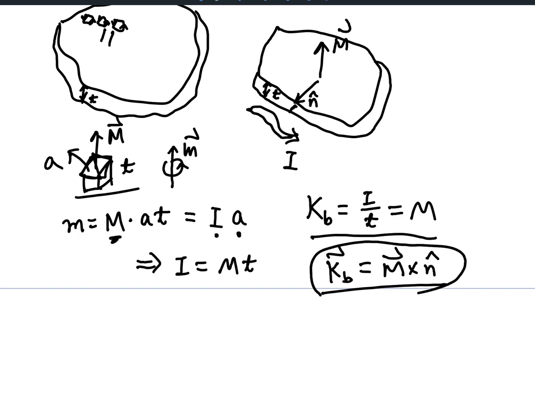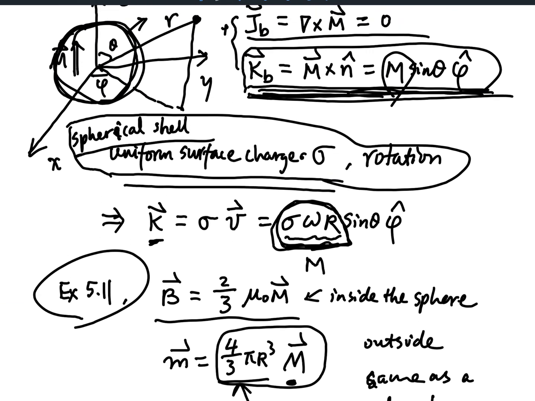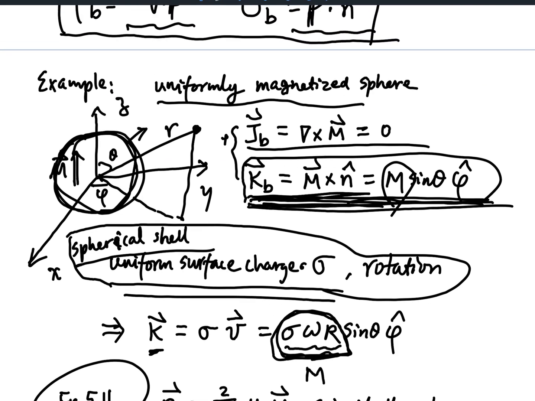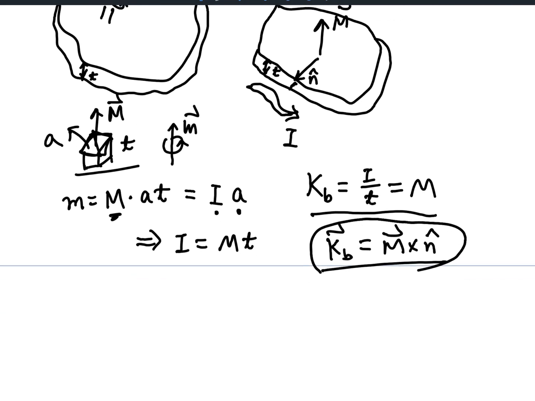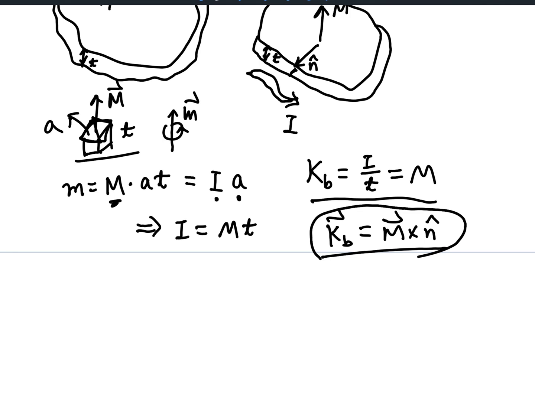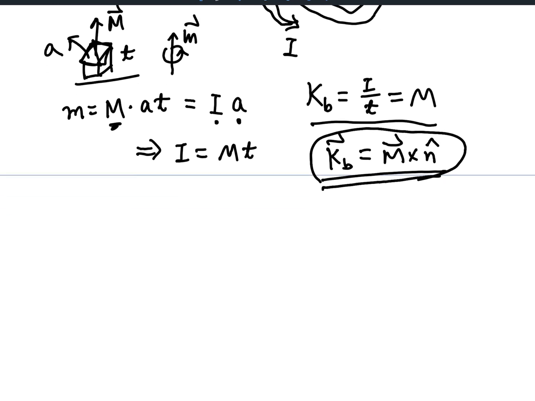Now you can see this is what we derived here. This very simple picture tells us the physical interpretation of this bound surface current. You see, it is pretty cool.